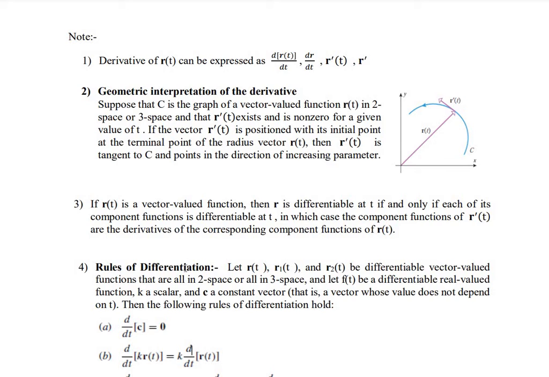Then the rules of differentiation. Let r of t, r1 of t, r2 of t be differentiable vector valued functions that are all in 2 space or 3 space, and let f of t be a differentiable real valued function, k a scalar, and c, that is vector c, a constant vector. The meaning is a vector whose value does not depend on t. Then the following rules of differentiation hold.